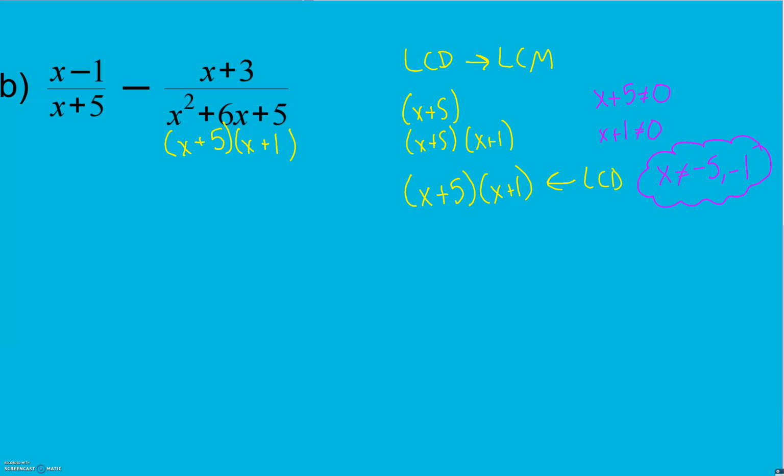Now, when I look at my denominators here, this one's fairly easy. I already have the x plus 1. I already have the x plus 5. My second one, here on the left, I have the x plus 5, but I don't have the x plus 1, so I need to multiply by the x plus 1.